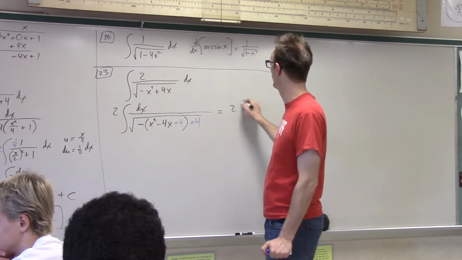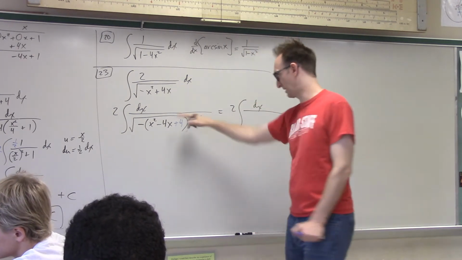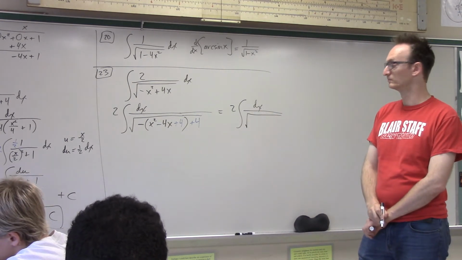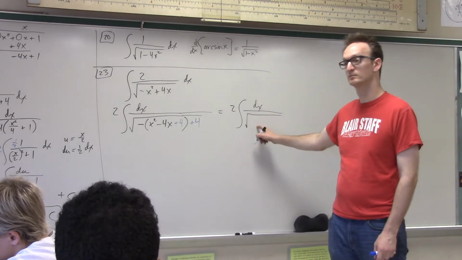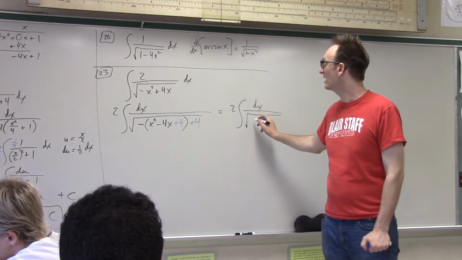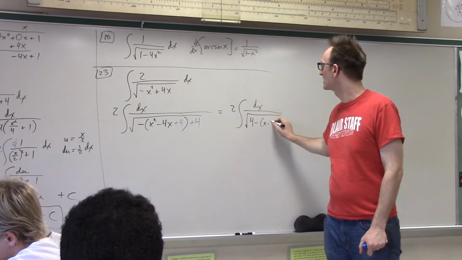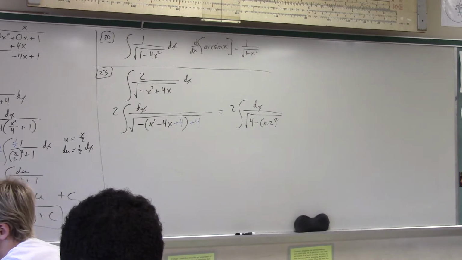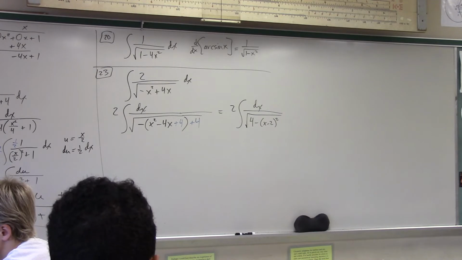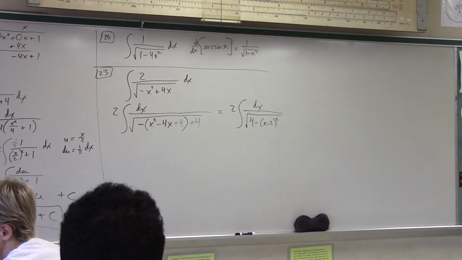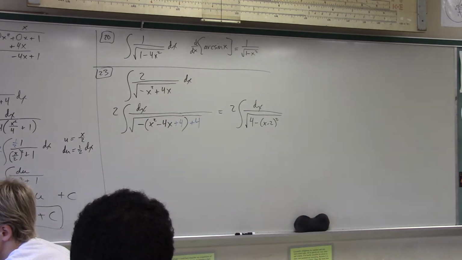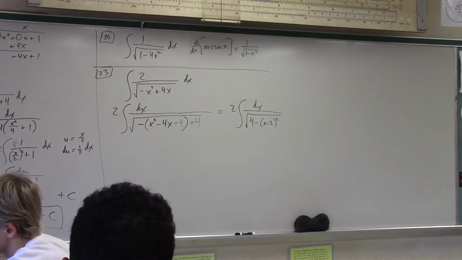This becomes 2 dx over, make this pretty in the bottom, the square root of 4 minus x minus 2 squared. Alright, now do you have any ideas? What are your ideas? Yeah, it's arcsine. Berkowitz sees that this is effectively more or less just arcsine in disguise.